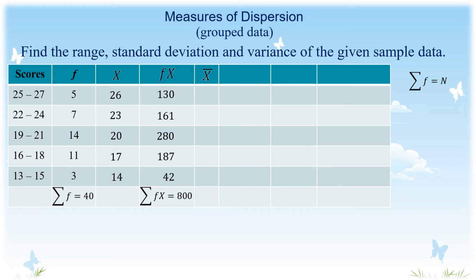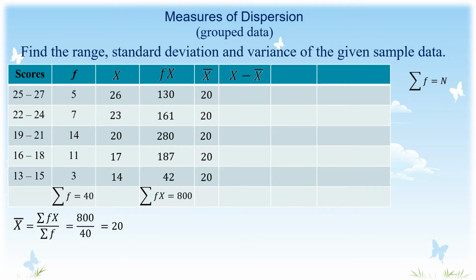And the next column is your mean. To determine the mean, we are going to use the formula summation fx divided by summation f. Substituting the values, we have 800 divided by 40, which is equal to 20. So the column for the mean would be equal to 20.